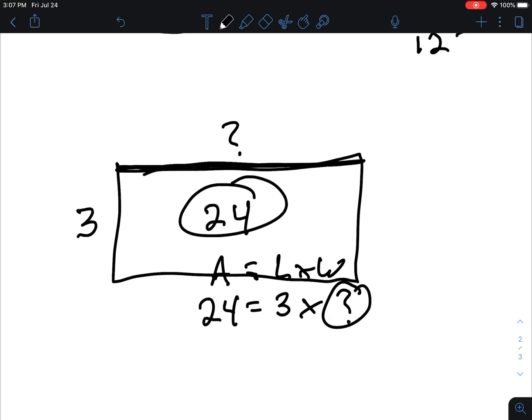So if you did that, all you have to do is figure out what times 3 is 24, and the answer is 8. All right, so you're going to have some independent practice on this, and as I say every time, if you didn't quite get something, go back and watch the video again, or send me a question.